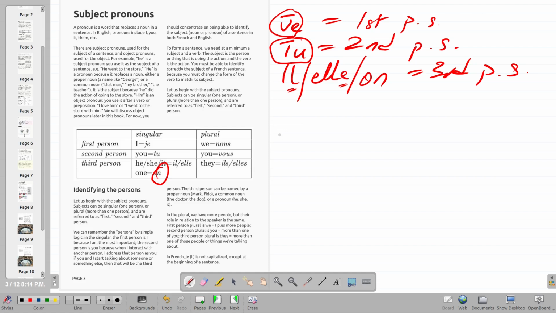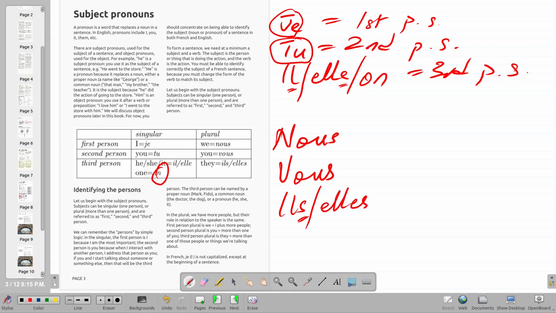The plural cases, we, the French equivalent is nous. You, the plural, the French equivalent is vous. And they, there are two versions. If it is masculine, it is ils, the S is silent. If it is feminine, it is elles, the S is silent. So now let's go through the French subject pronouns.